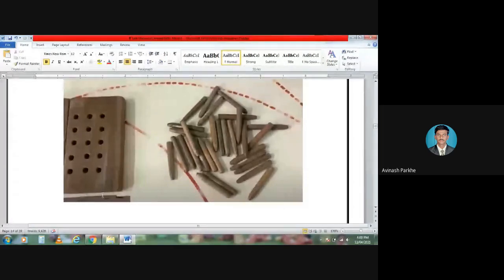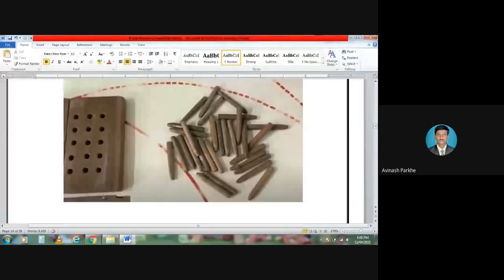How much time is required to insert 30 pins in that particular pin board? For example, suppose 50 seconds are required if I have to insert 30 pins by using the right hand only. So this is the first experiment.